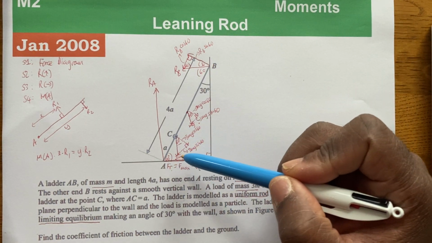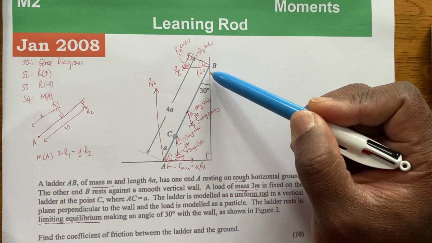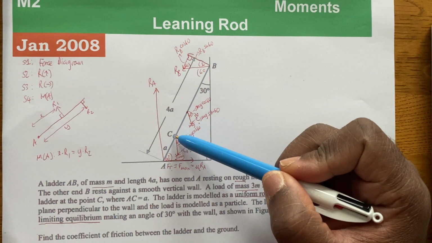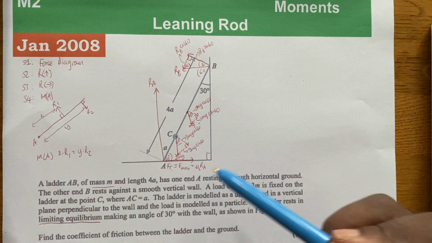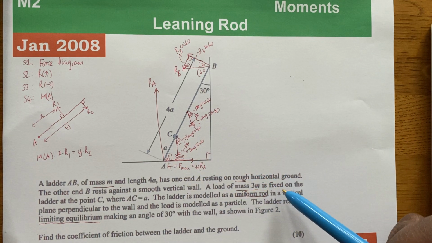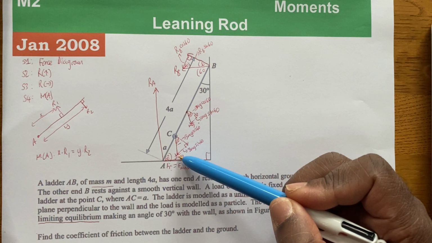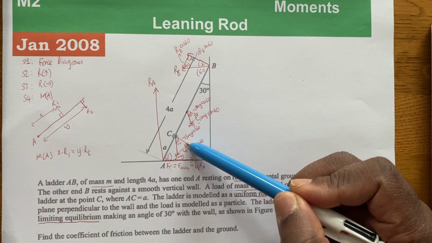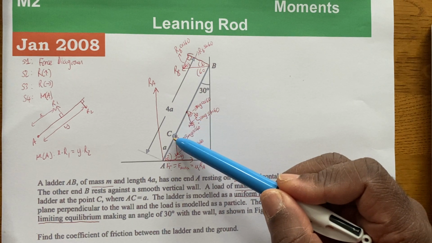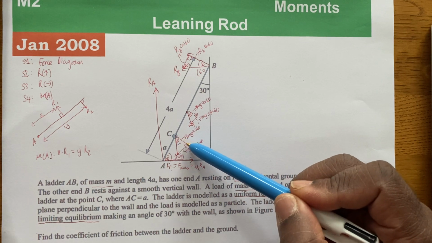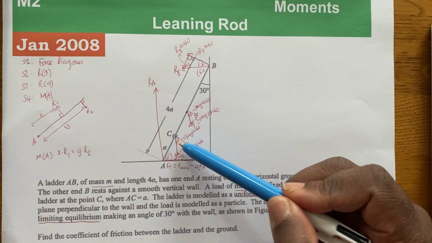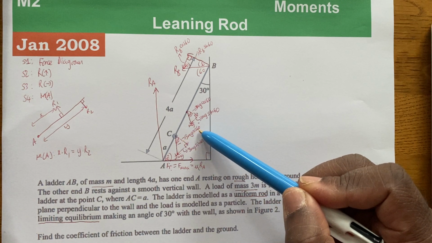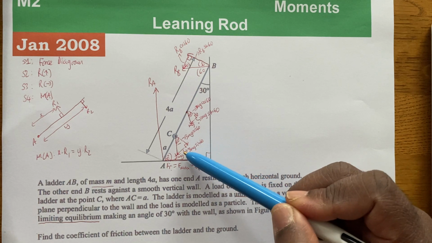So how I've gone to decompose is the following. We know that this is 30 degrees, this is going to be a right angle, this is 90 degrees, this is 60 degrees. I'm first decomposing the weight of the load. So we're told that there's a load of mass 3m fixed on the ladder at point C. So that weight will be 3mg. This angle and this angle will always be the same. And this will be the perpendicular component of weight, perpendicular to the ladder. And this will be the parallel component of weight, parallel to the ladder. And applying SOHCAHTOA, this part would be 3mg cos 60, this part would be 3mg sin 60.